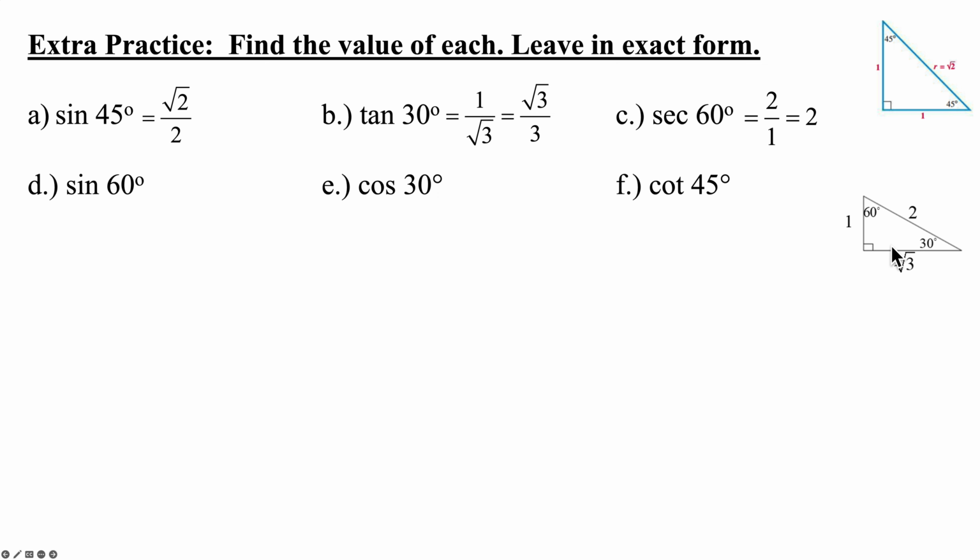Sine of 60, opposite, square root of 3 over hypotenuse 2. Cosine of 30, opposite, check, check, cosine of 30, adjacent, radical 3 over 2. I'm going a little too fast here. Cotangent of 45 degrees, well, that's the reciprocal of tangent. Opposite over adjacent, 1 over 1. Flip it, it's still a 1.